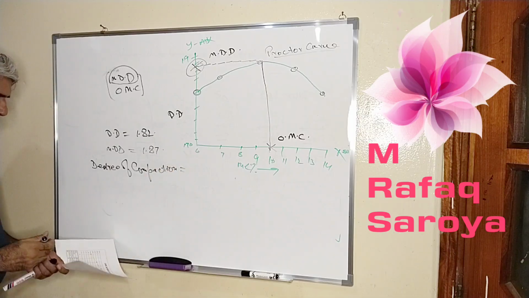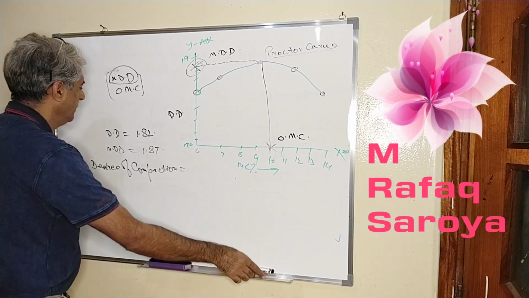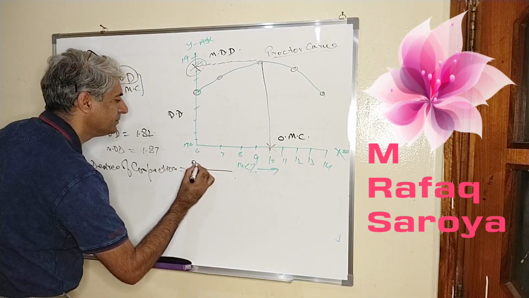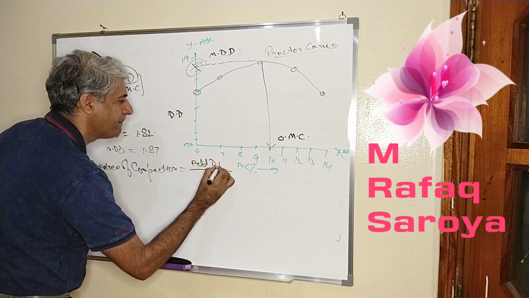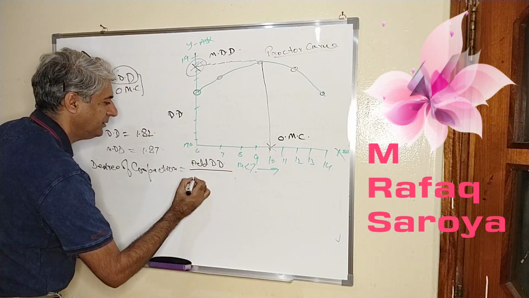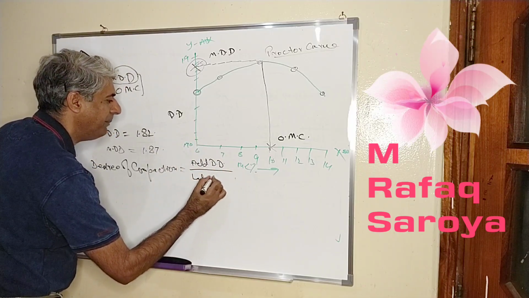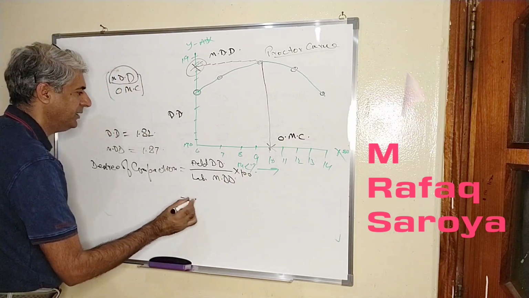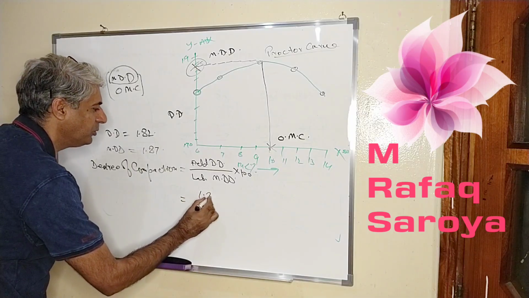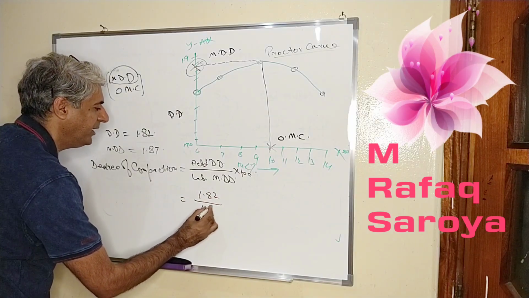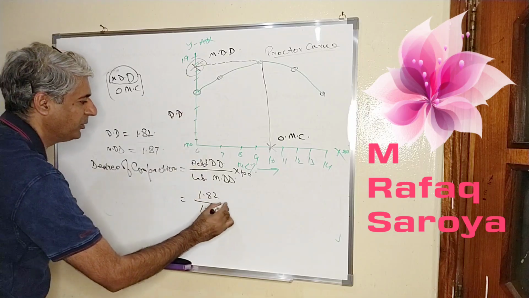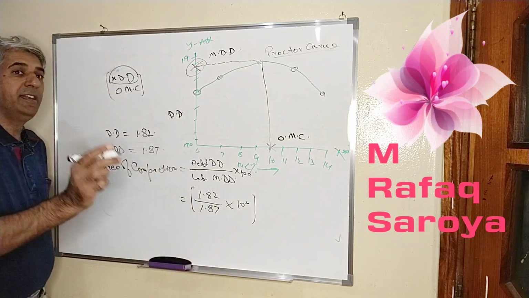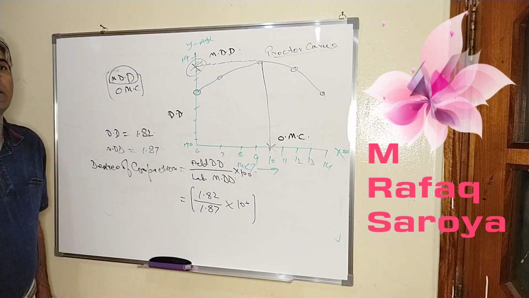It is equal to the field dry density divided by the lab MDD, multiplied by 100. Over here, this value can be written as 1.82 divided by 1.87, which we have determined over here, multiplied by 100, and its value is calculated. That is known as our compaction on site.